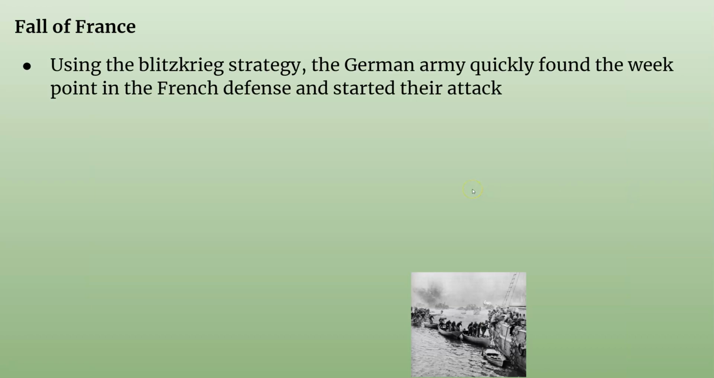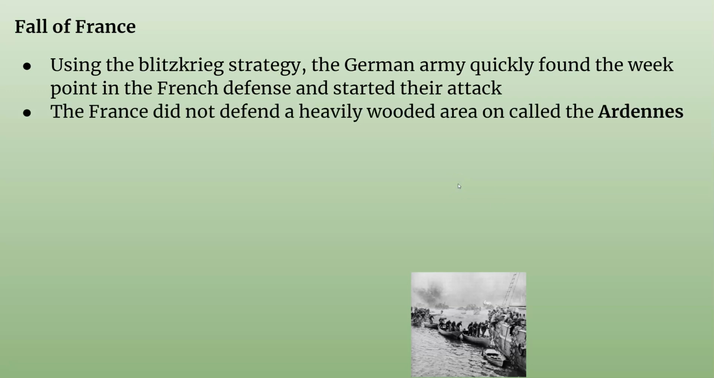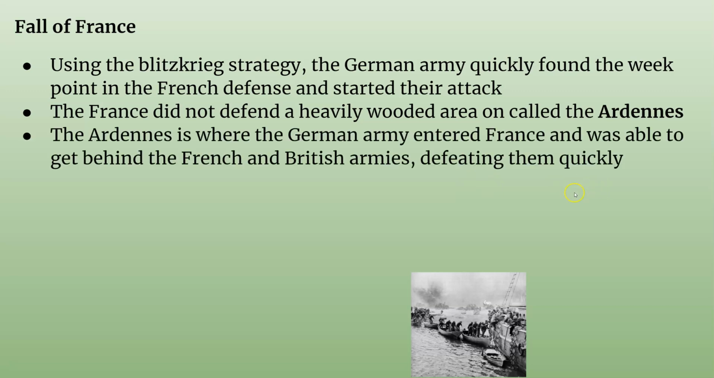Using the Blitzkrieg strategy, the German army quickly found the weak spot in the French defense and started their attack. The French didn't think to fortify this heavily wooded area on the French and German border called the Ardennes. It was a hilly, rocky, forested place. They didn't think the German army would go in there, but that's exactly where the German army went. And that's how they entered into France, through the Ardennes.